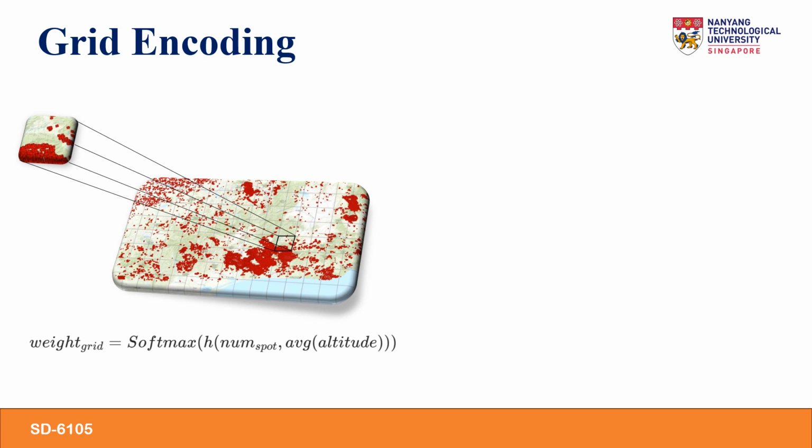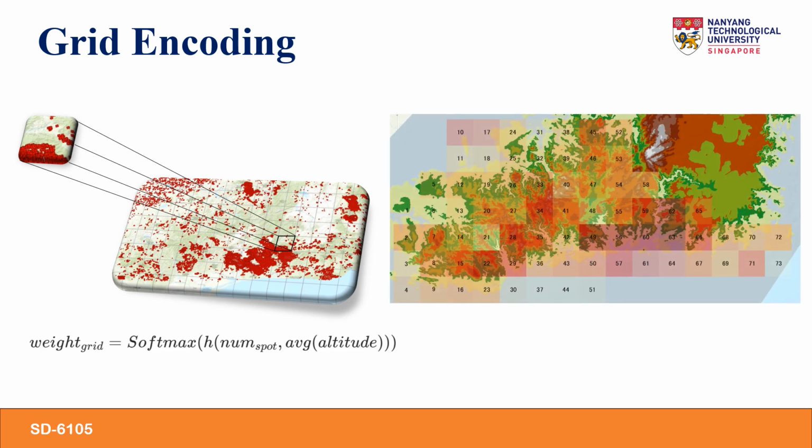Now let's bring in one more factor, which is altitude. To some degree, it implies the forest coverage rate together with the difficulty of fire monitoring. We take out each grid and calculate its weight by the number of hotspots and the average altitude in it. And in this map, the numbers are the IDs of the grids. The redder the grid, the higher the fire risk. And the topology map also indicates the altitude.